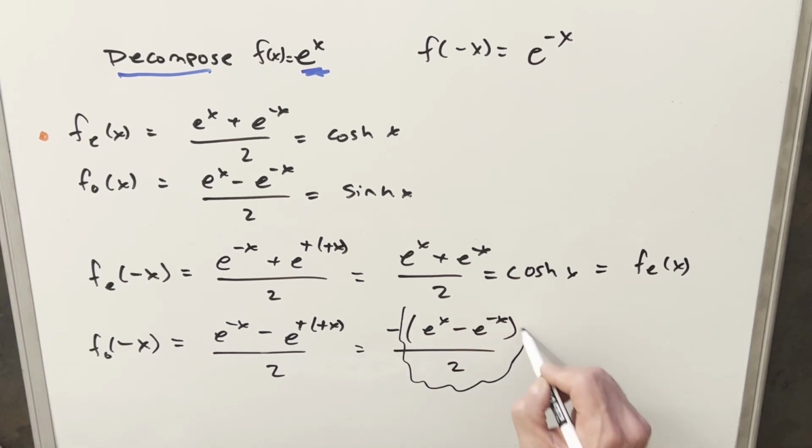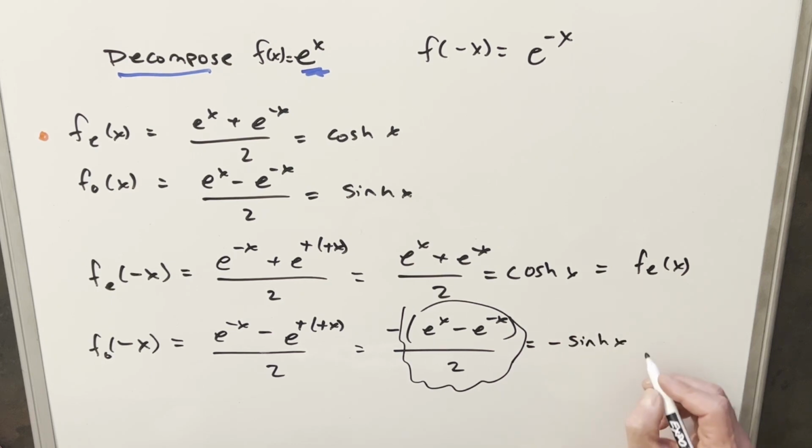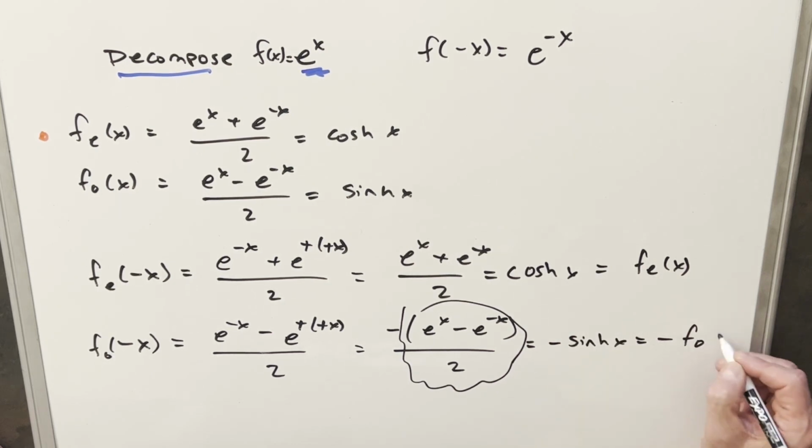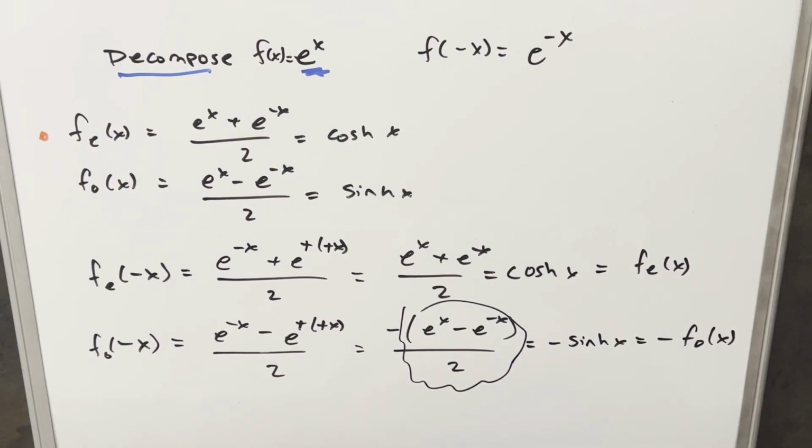But then this piece right here is actually our sinh, so I can write this as minus sinh of x, or minus f sub o of x. But again, this is the definition of odd, just being able to take the minus off the x and basically bring it out front. So that's it, kind of just a simple example of even odd decomposition.